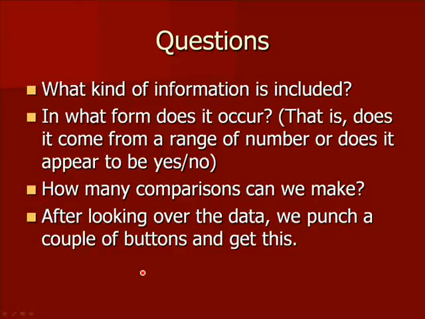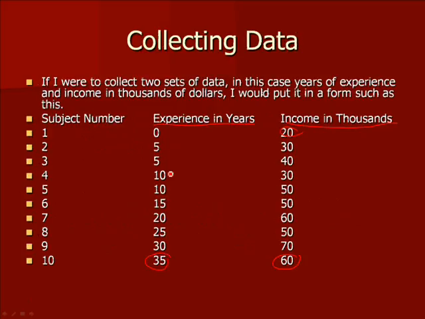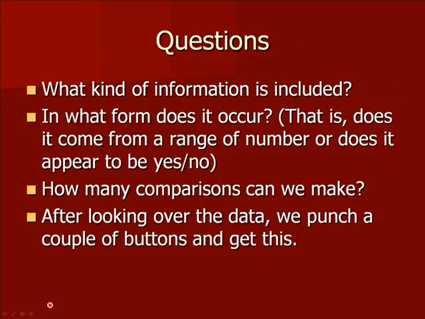So the next question is, it asks what kind of information is included, and what form does it come in. So if we look at that, there's not a yes or no information. It's all years experience and income in thousands of dollars. So it is raw data. So we know from that that we can use what's called a Pearson's correlation.